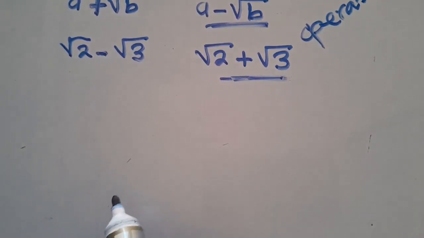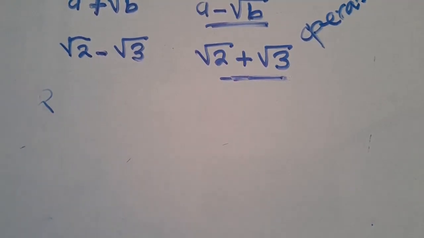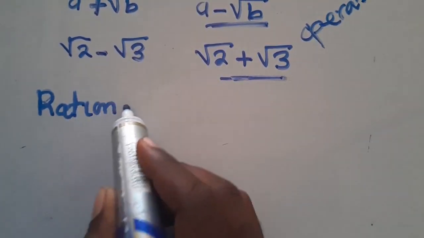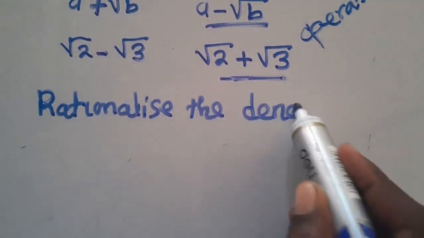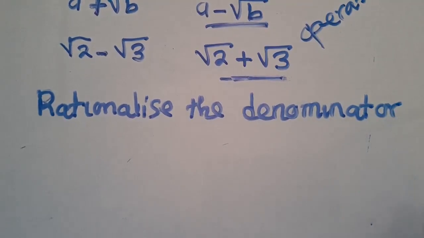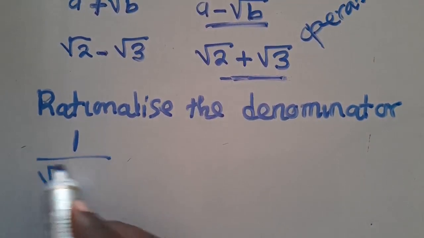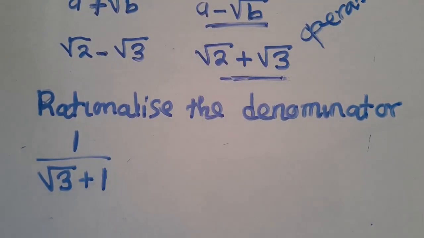You are told to rationalize the denominator. This is the question. Like this, you are told to rationalize the denominator. You are given something like, I'm just giving you simple ones, so I want you to get an understanding from this. This is what you are told. Rationalize the denominator of this. How can you rationalize the denominator?